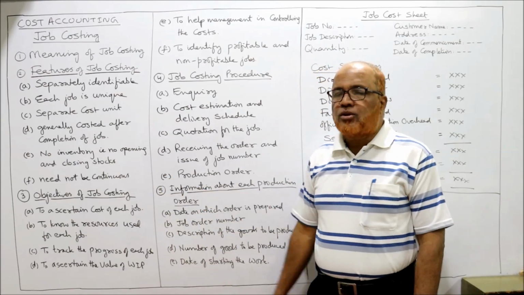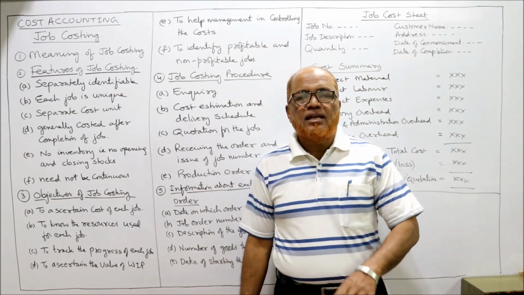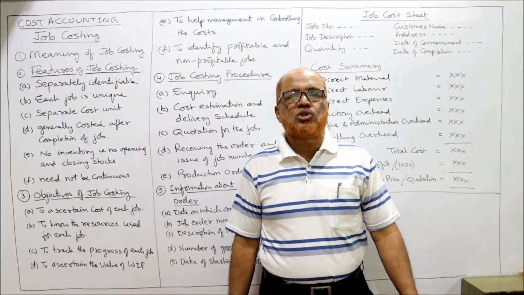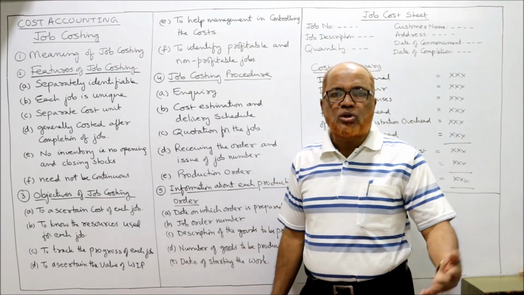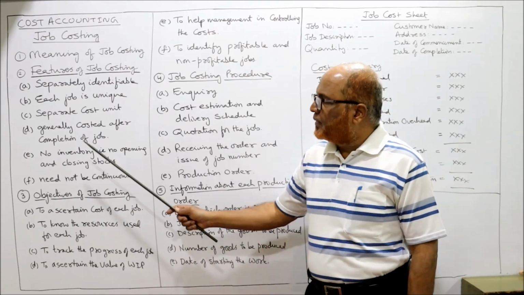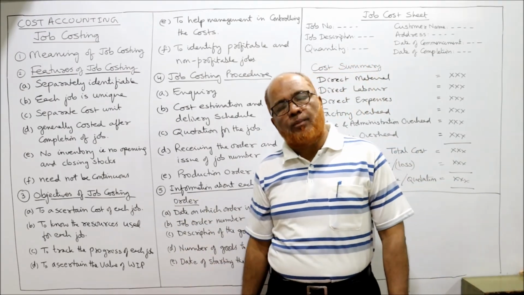So next one, separate cost unit. It is not necessary that the cost unit will be the same for all the jobs. The cost unit may be different for every job because every job is a unique one. Generally costed after the completion of the job.